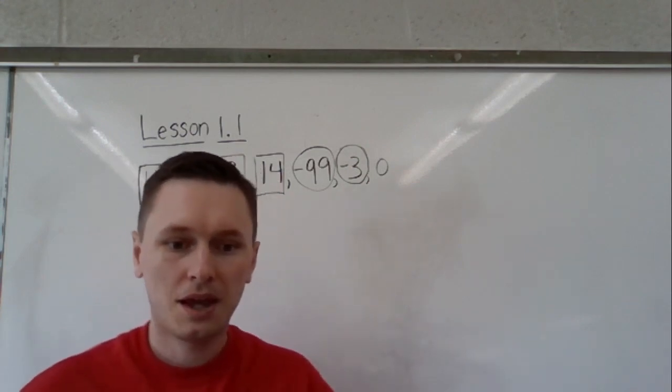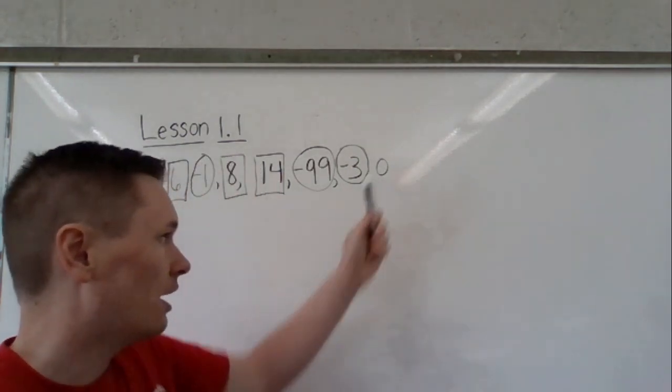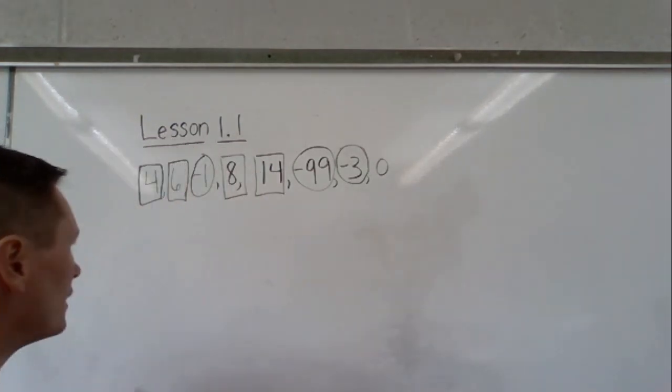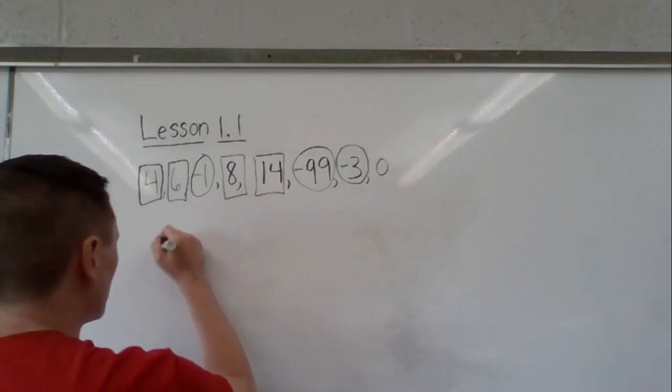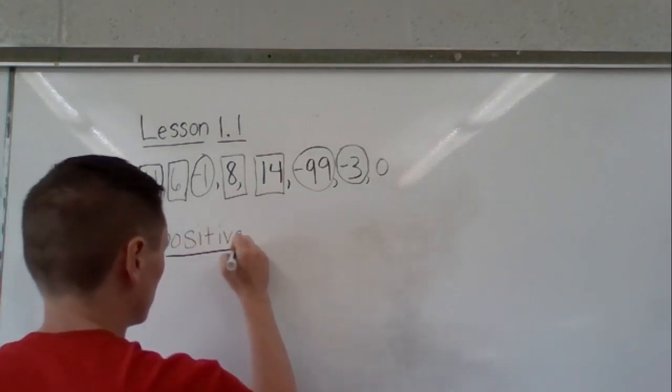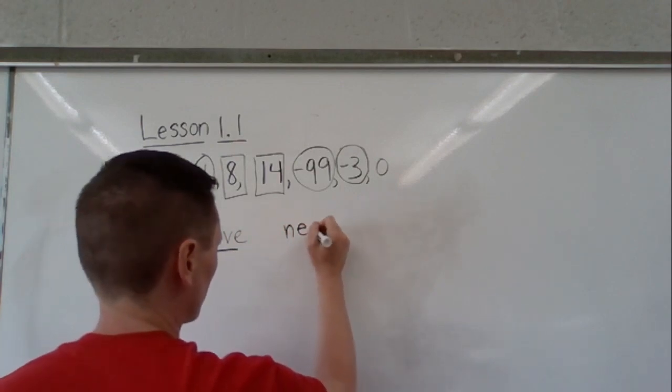Okay. I did not circle 0. And 0 is tricky. Why is it tricky? Because 0 is unique. It is neither positive or negative.